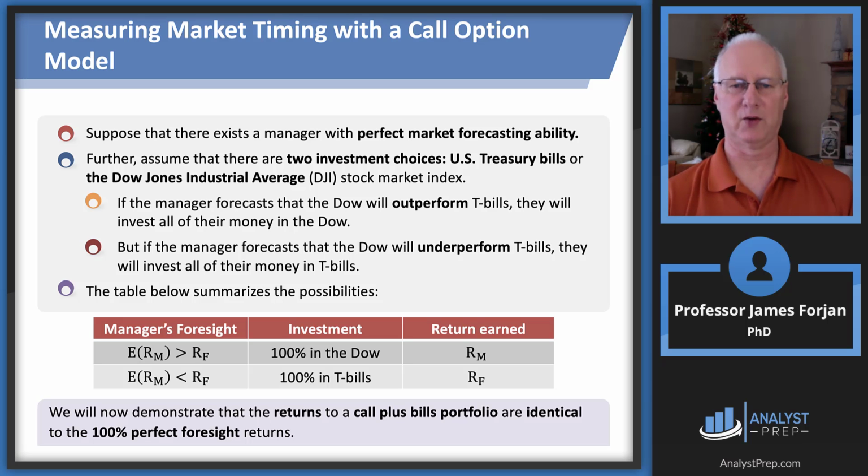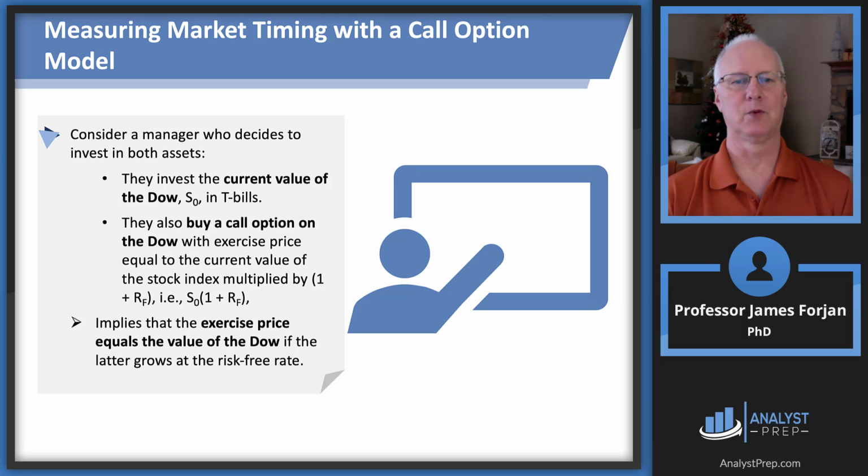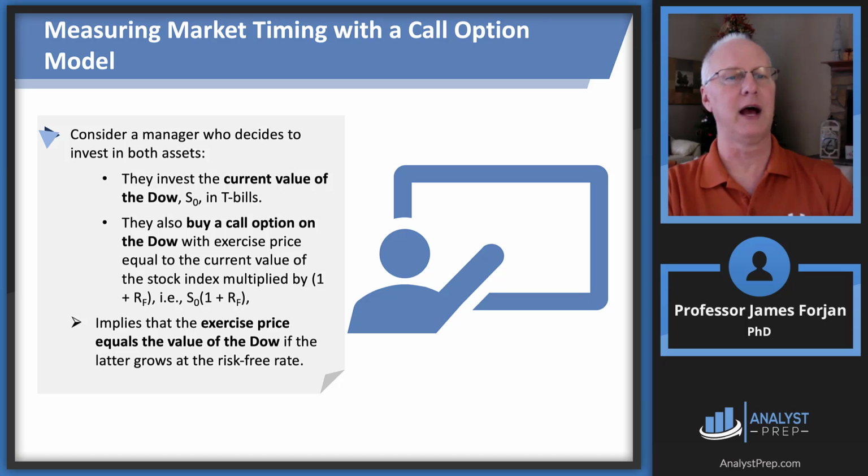Now, this doesn't sound like a very interesting scenario. However, I assure you that it is. So look at the purple box at the bottom. We're going to demonstrate that the returns to owning a call option plus treasury securities are identical to those 100% forecasted returns. All right, so this is what we're going to do. We're going to consider a manager who decides to invest in both assets. So they invest in the current value of the Dow, that's noted as S sub 0, and we're going to invest that in treasury bills.